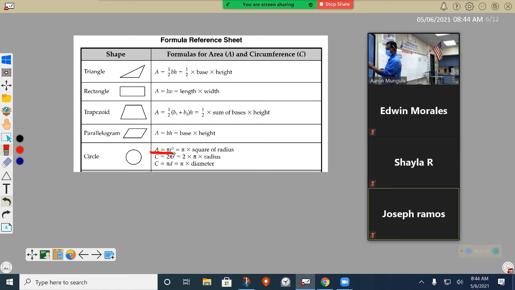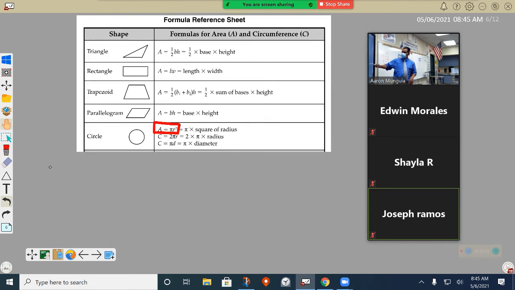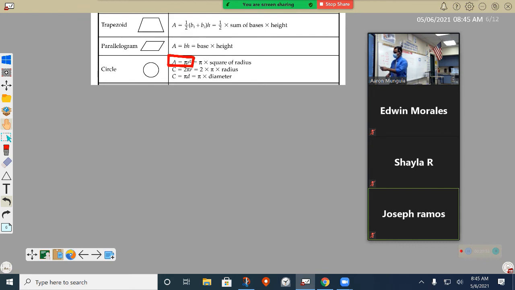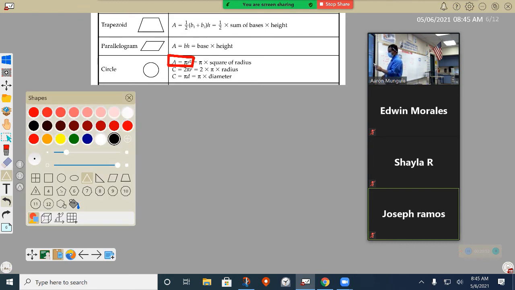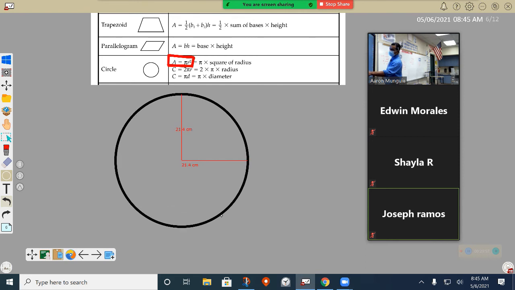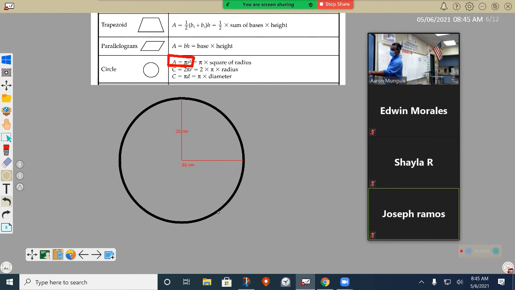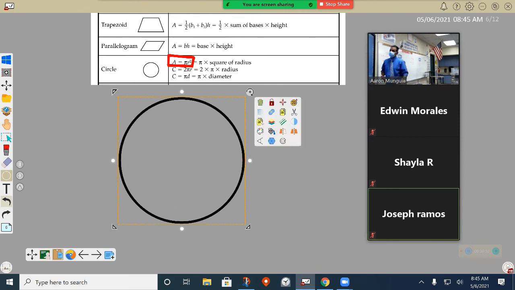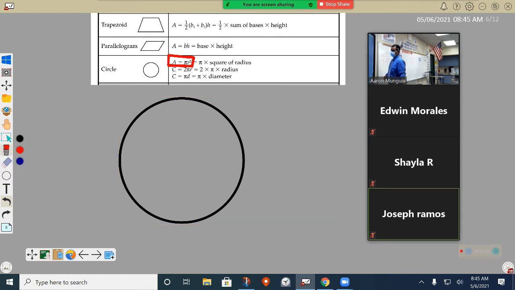It's right here. Pi r squared. Pi r squared. So let me bring this down. We draw ourselves a circle. Okay, let's make the radius 20. There we go. All right. Go ahead and draw yourself a circle. This is example 4, our last example of the day.